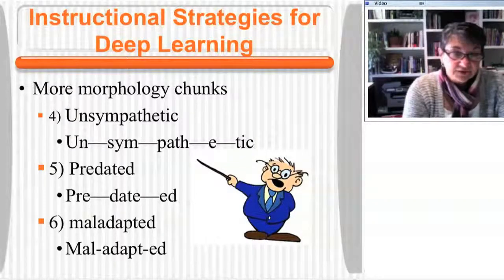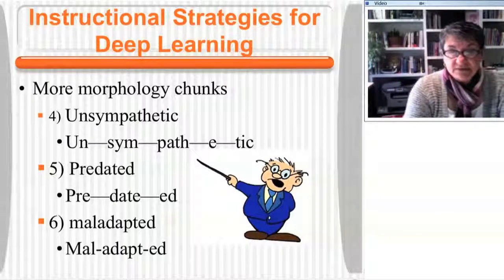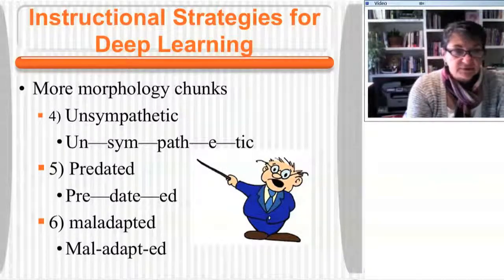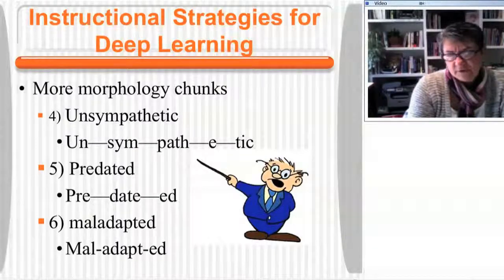I love the morpheme mal because it means bad, okay? Maladapt, to adapt to something, well, we know that means they can get used to it. So not to be able to get used to it, bad, and adapt is maladapted, someone who can't get used to something. So that gives you an idea of what morphological chunks are.